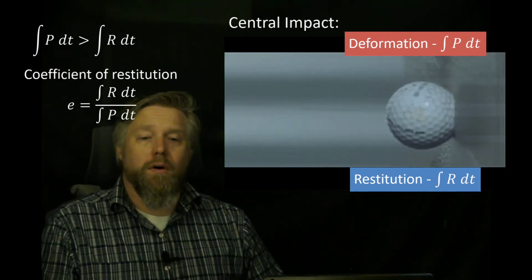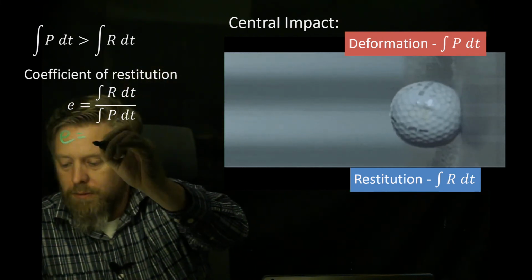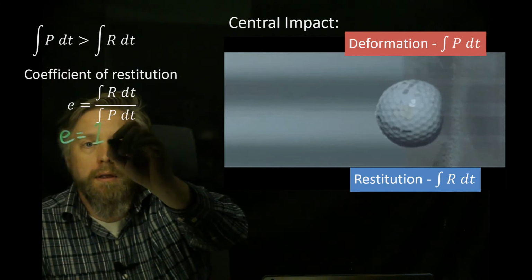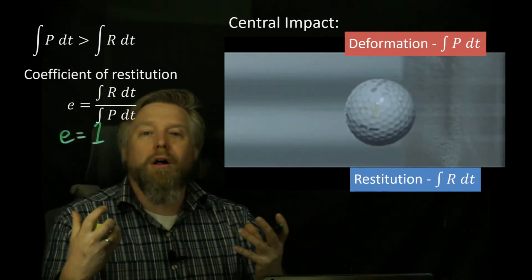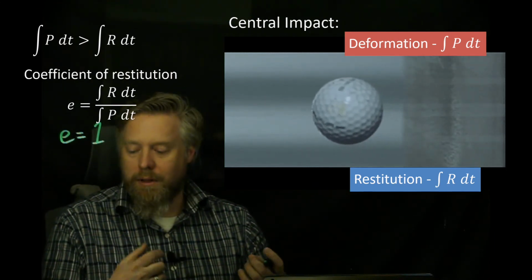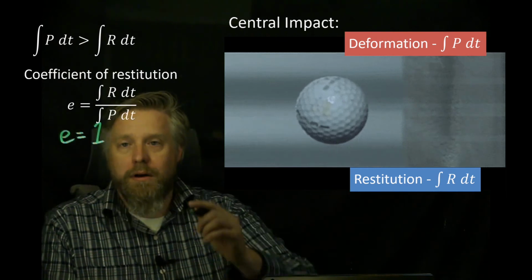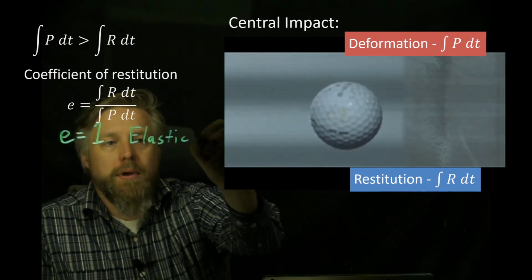Two that you should know about would be e equal to 1. If you get e equal to 1, that means we're getting all of the energy back. That is only a theoretical impact because it will never happen in real life. In that case, we call that an elastic or fully elastic impact.